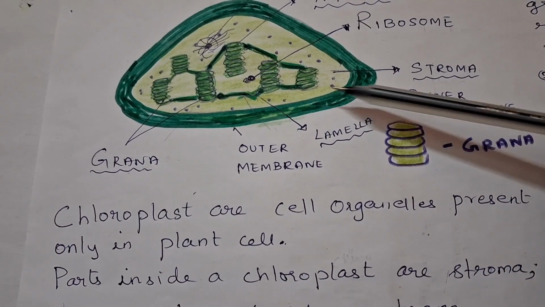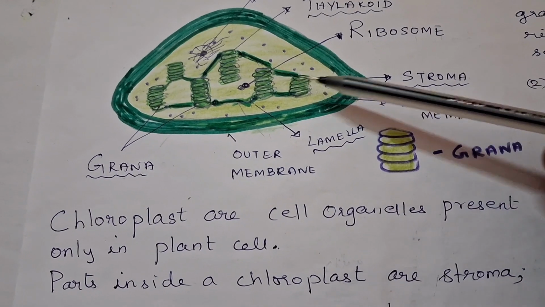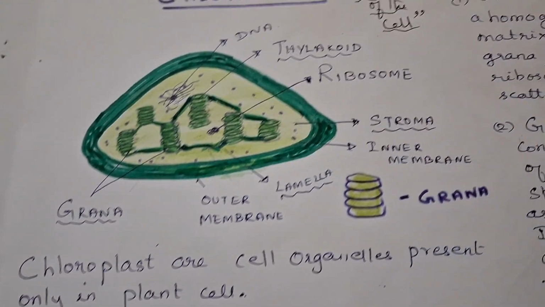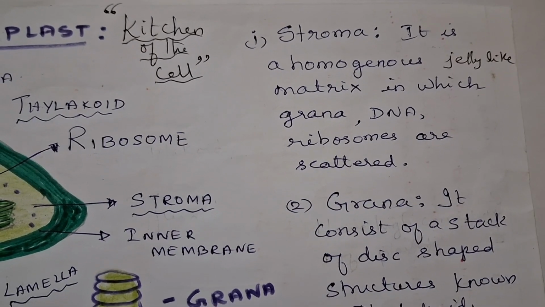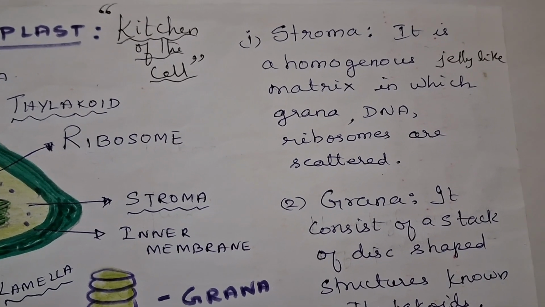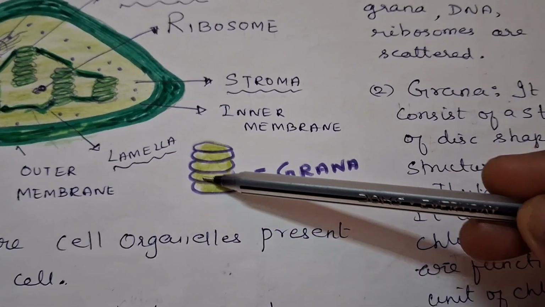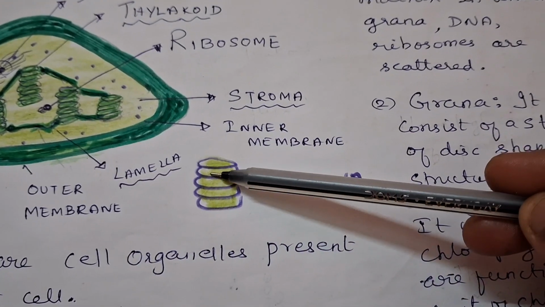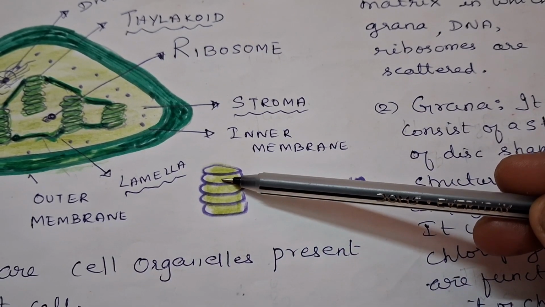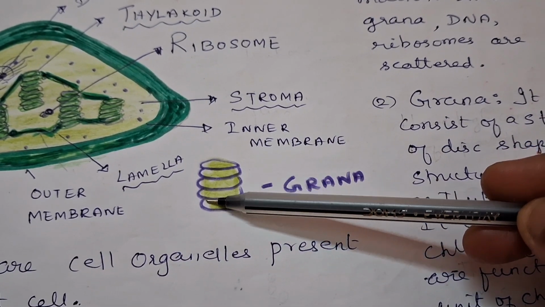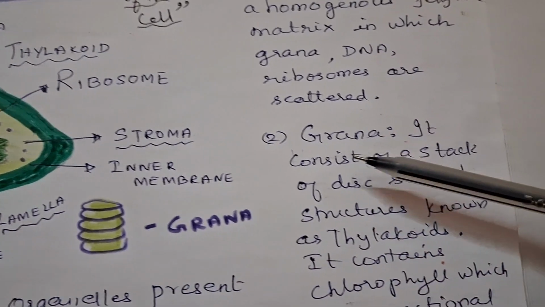These are thylakoids, the single thing shown here you call a thylakoid, and totally you call them a grana. Stroma is a homogeneous jelly-like matrix in which grana, DNA, ribosomes and other things are scattered. So what is grana? This is a grana. Each single disc is a thylakoid, and each thylakoid is arranged one above the other like a pile of coins. You call them grana.